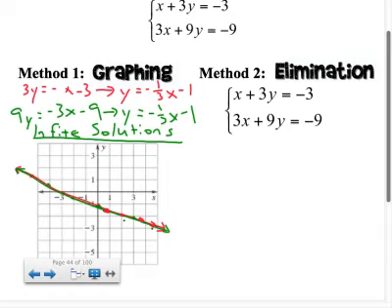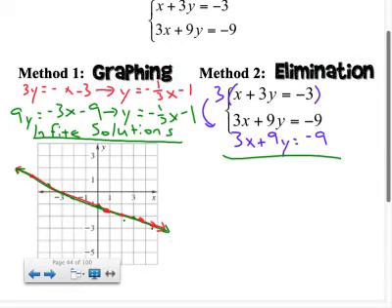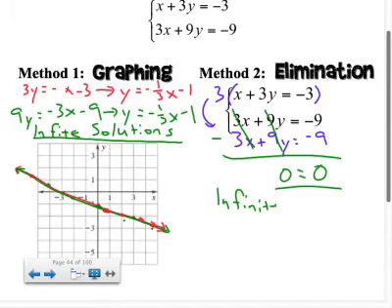Now if I solve this problem by eliminating, I'm going to multiply the whole first equation by 3 first. And so when I bring that down here, it ends up being 3x plus 9y equals -9. And so now I've got to try to eliminate variables. I'm going to eliminate my 3x, so I'm going to subtract them. 3x minus 3x is 0. 9y minus 9y is 0, equals negative 9 plus 9, which is 0. 0 does equal 0. That's a true statement. Therefore, you'd say infinite solutions.